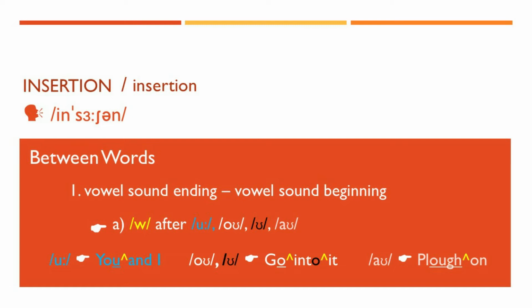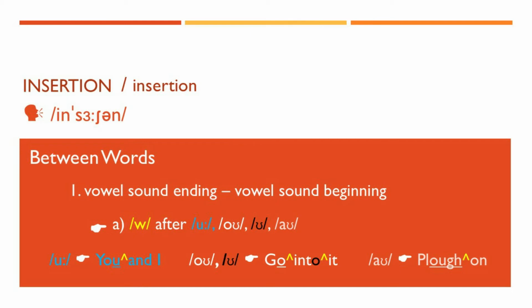The w sound is usually inserted after oo, such as in "you and I." You and I would become, in connected speech, with the insertion of the w sound, "you-w-and I." And based on what we learned about elision, it is possible that a variation would be where the D is elided and we end up with "you-w-an I."